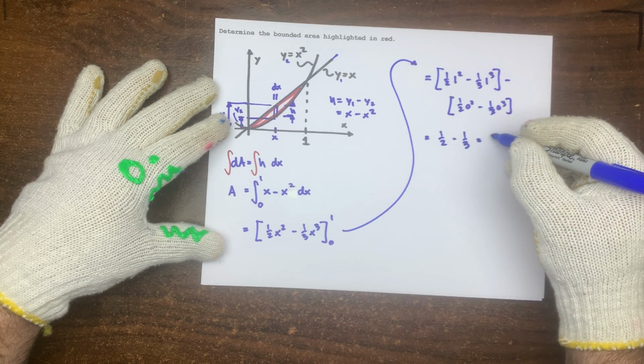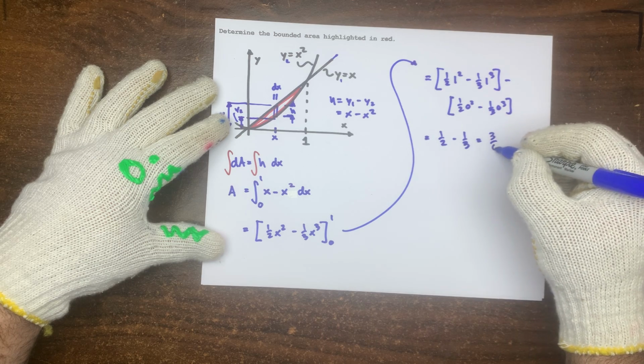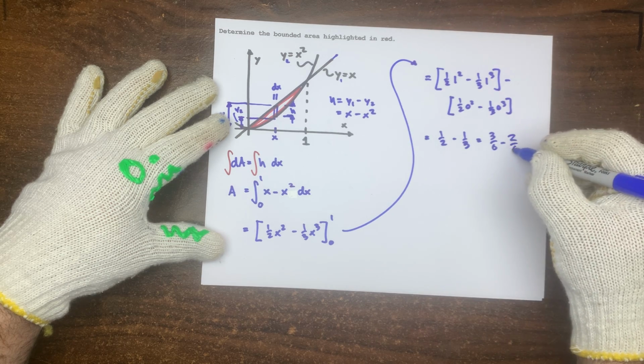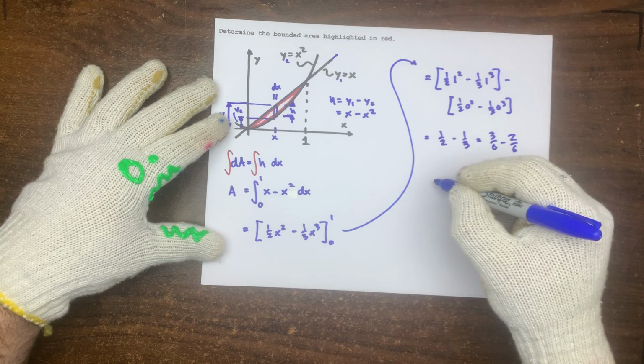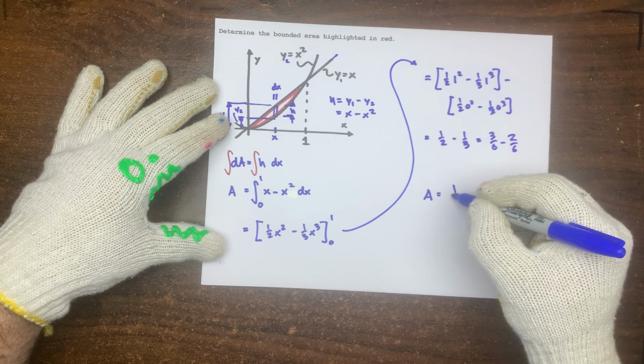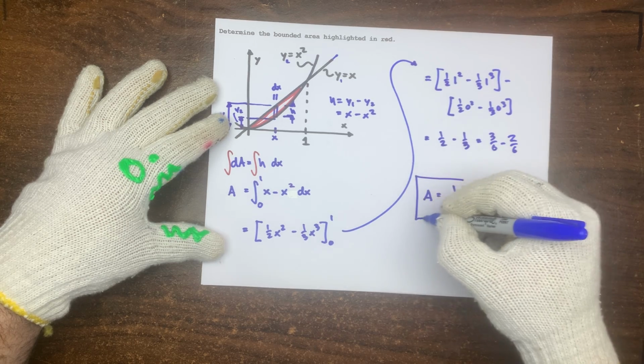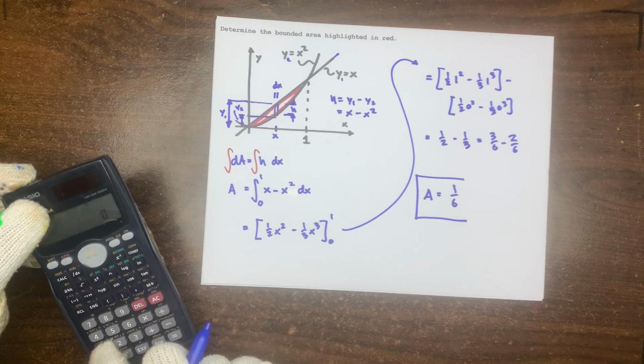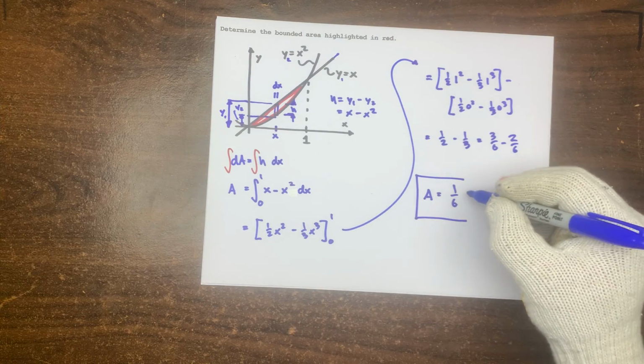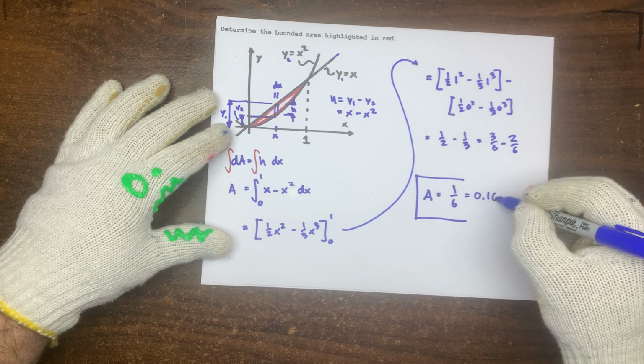What's that going to be? That's 3 over 6 minus 2 over 6. So it's going to be equal to 1/6. So the area is equal to 1 over 6. In decimal form, 0.16 repeating.